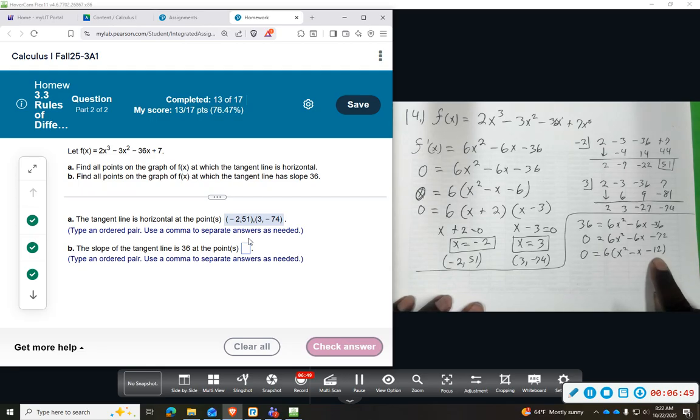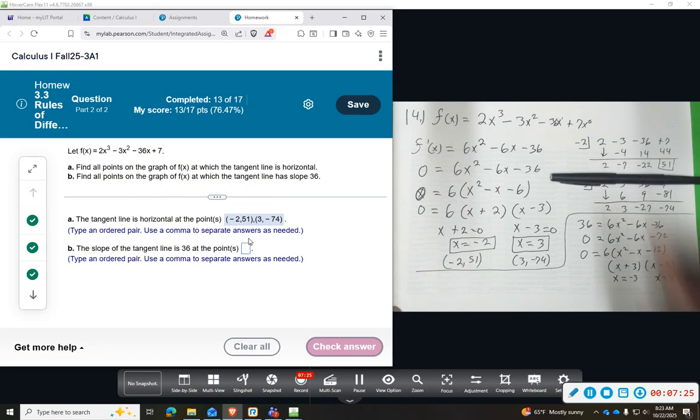Divide by 6, that will give us 12. And then factoring, we'll get 3 and 4 that will multiply to give us 12, and we can subtract and get 1. Again, it's negative, so we need the 4 to be negative, 3 to be positive. And again, if we set these equal to 0, these will give us x equals negative 3 and x equals positive 4. And then once again, we want ordered pairs, so we'll do synthetic division, or I'll just plug these in this time.